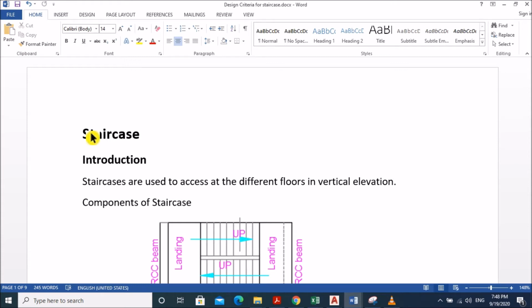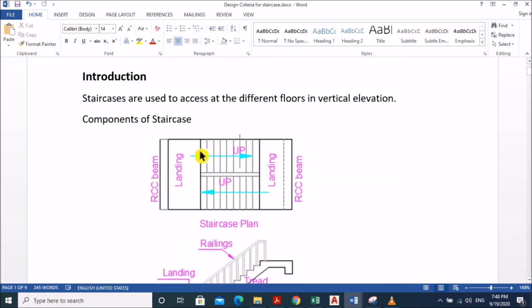Okay. Now, what is the staircase then? Staircase is the structural element which is used in buildings or any type of vertical structures to access the different floors in vertical elevations, right?